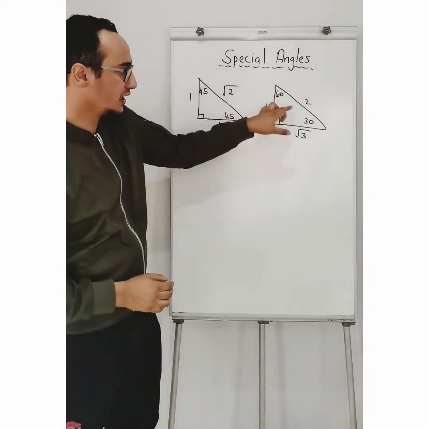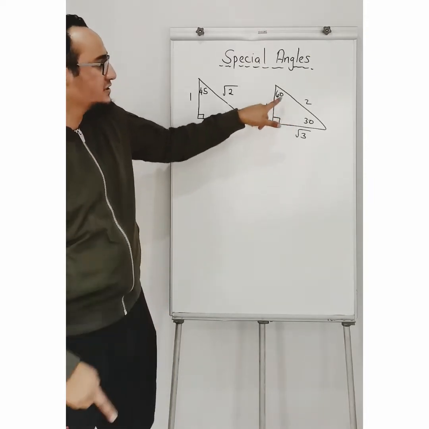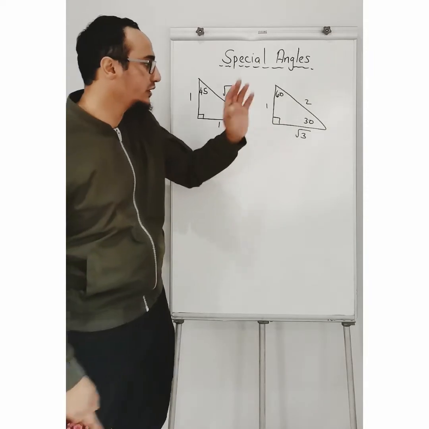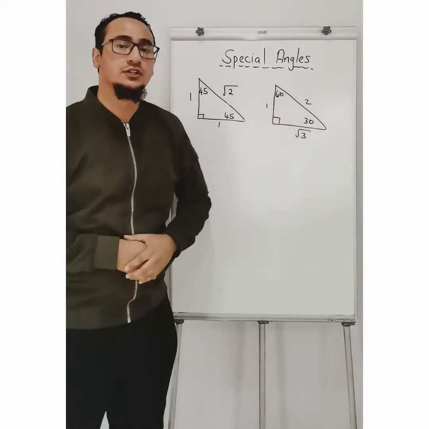Again, 60 and 30. Opposite your 30 will always be 1 unit. Opposite your 60 will always be the square root of 3. And then using Pythagoras again, you can get the answer of 2 over there.